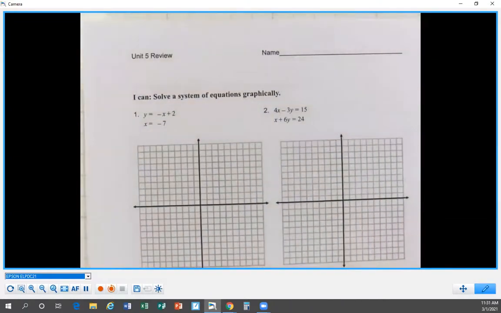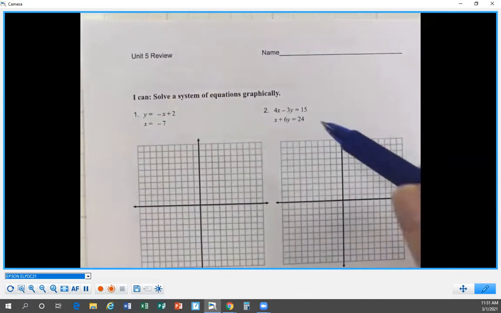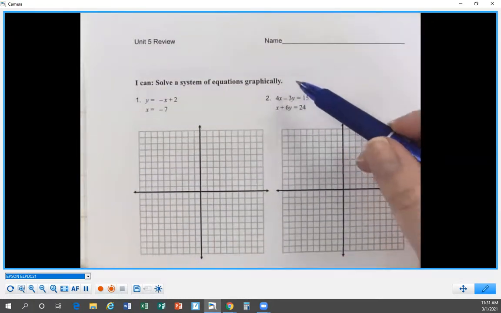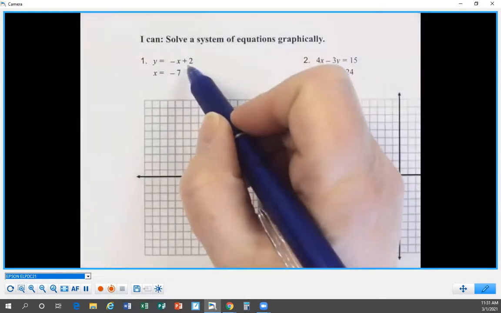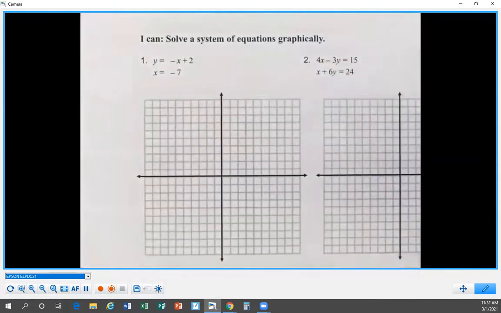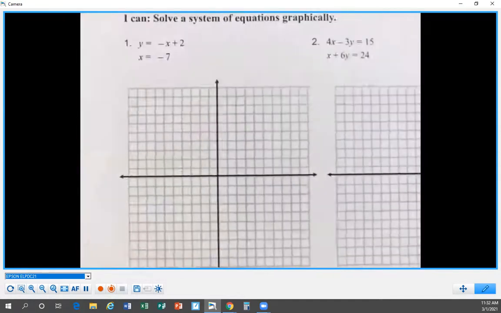Okay, so today we are looking at our Unit 5 review. Our first learning target was that we can solve a system of equations graphically. So when we look at number 1, we have y equals negative x plus 2. That's already in slope-intercept form for us, which is very convenient.